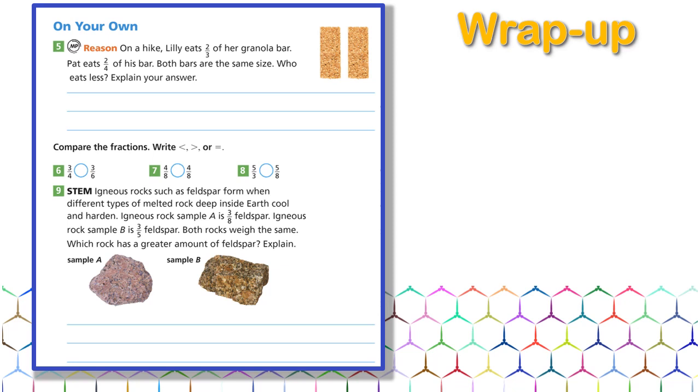Well, let's go ahead, and this one will be Lily's, and this one will be Pat's. Lily's, I want to break it up into 3 equal parts. And Pat's, I want to break up into 4 equal parts. And they each eat 2 of their parts. Okay, so who eats less? Well, Pat eats less because his parts are smaller.